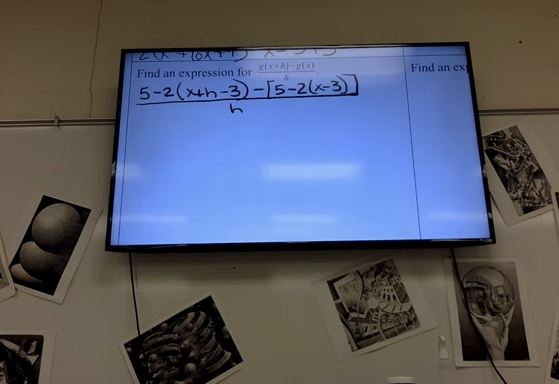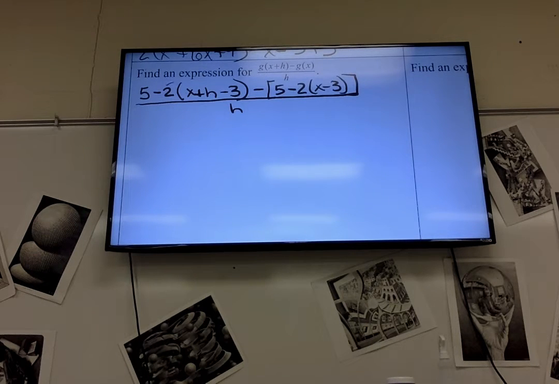There is a method to this madness. I promise you that that's not just made up. That's something that we use quite a bit in calculus. So that's why it's here, because it'll be used again in calculus and you'll be familiar with it.